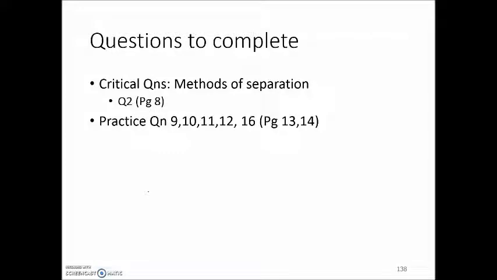So do complete these questions on distillation as well as the separating funnel before class. And that's the end of the video.